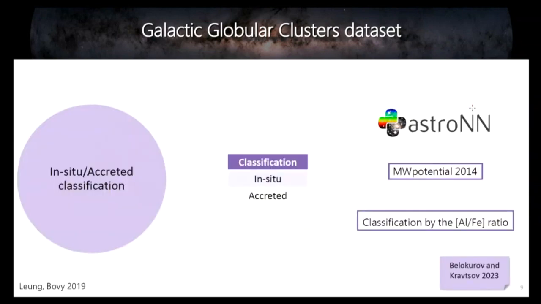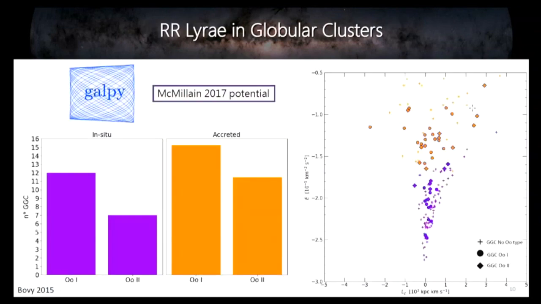About the in situ accreted classification, they used a method to classify the stars and globular clusters inside the halo, based on the ratio between aluminum and iron. They use the AstroNN algorithm to calculate the integrals of motion with the Milky Way potential 2014. In our case, I use the Galpy algorithm just because it's easier for me to have a first approach to this matter, and the McMillan 2017 potential.